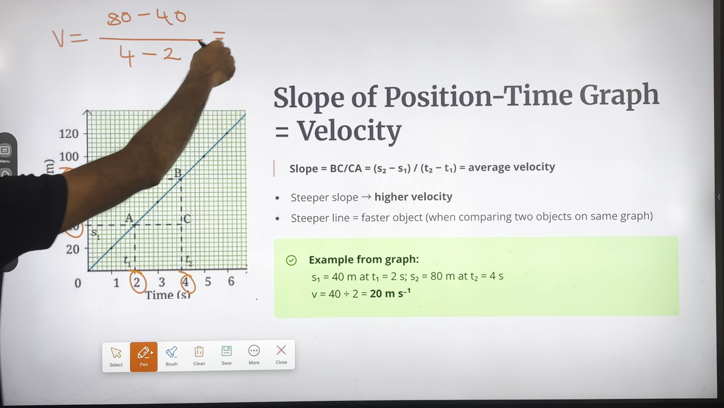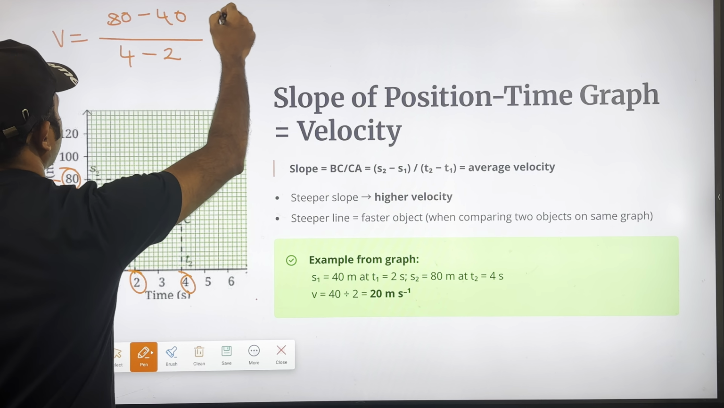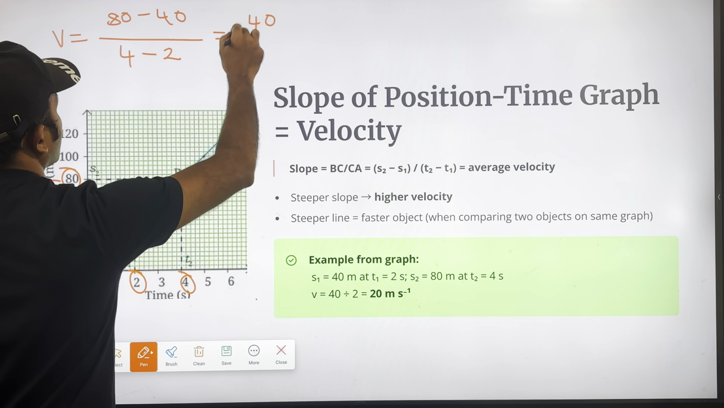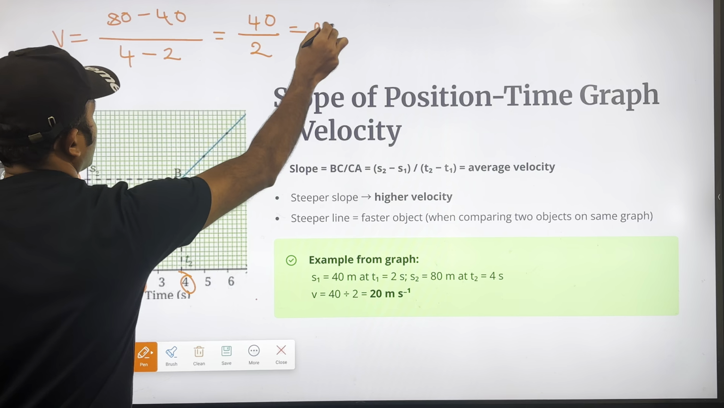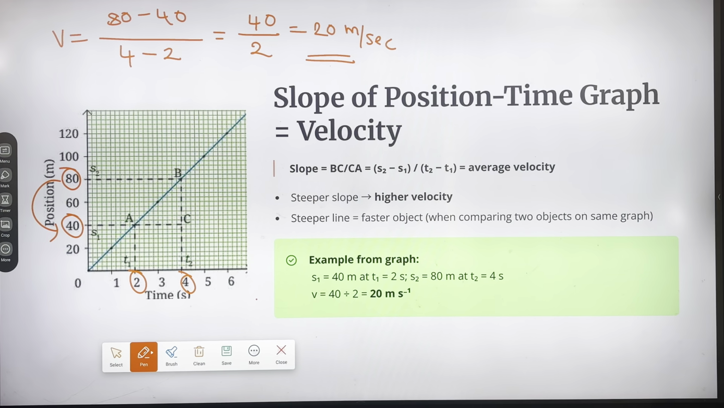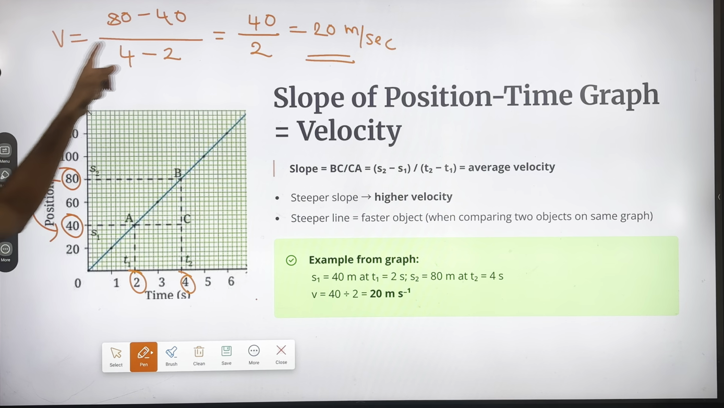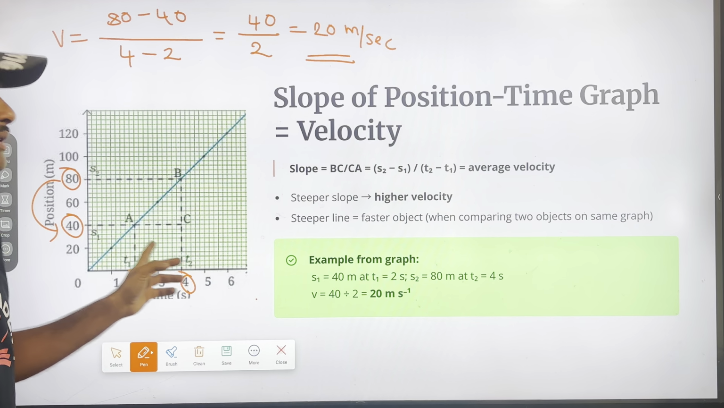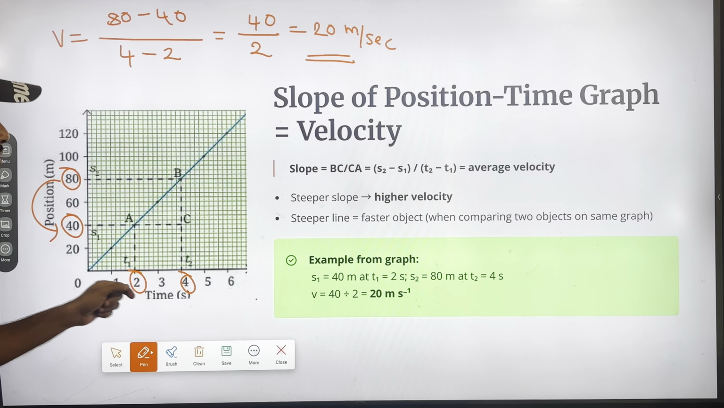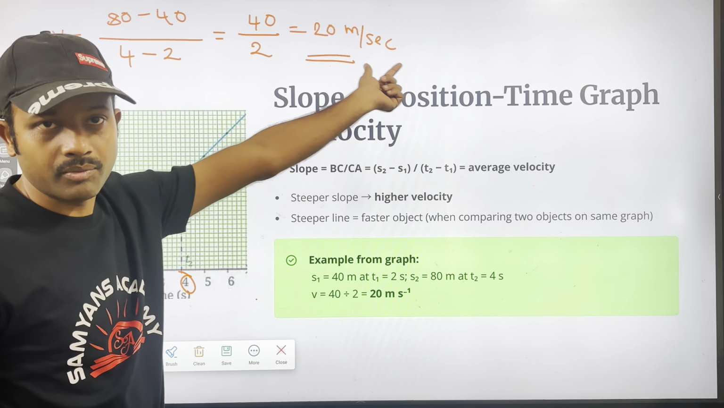Changing position with respect to time gives velocity. 80 minus 40 is how much? Yes, that is 40 by 2. So 40 by 2 is 20. So the velocity is 20 meters per second. We just calculated this, and if I take other values, 80 and 20, we get the same answer, 20 meters per second.